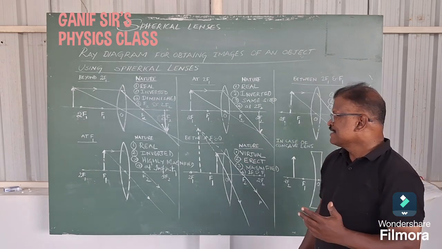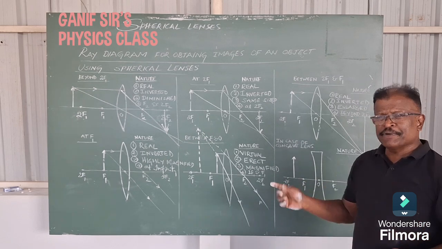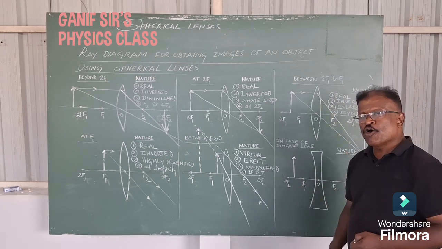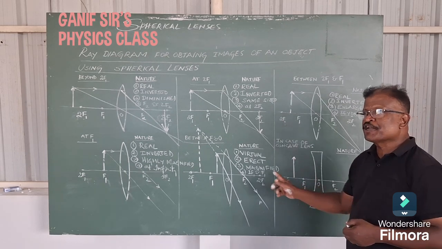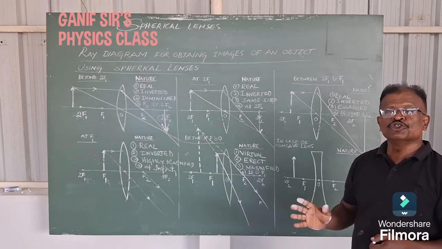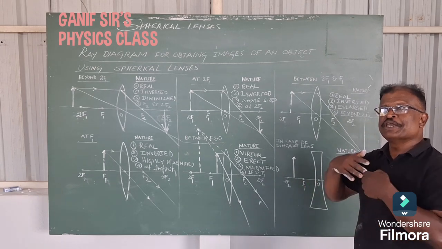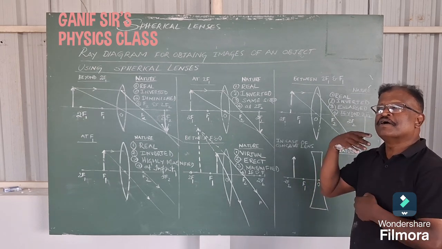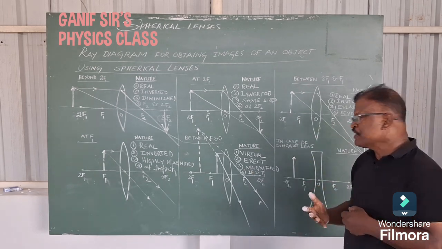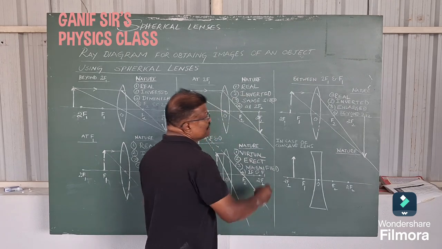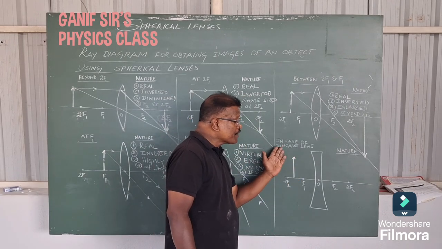So this is the nature of images we get at different positions of the object using a convex lens. Now finally we'll see what happens when we place an object in front of a concave lens. Irrespective of position, the image obtained in the concave lens is the same. Whether you keep it beyond 2F or in between 2F, irrespective of its position, you will get the same nature of the image in case of a concave lens.